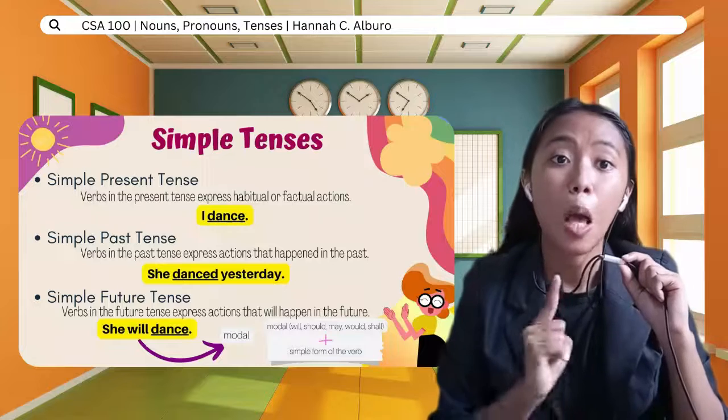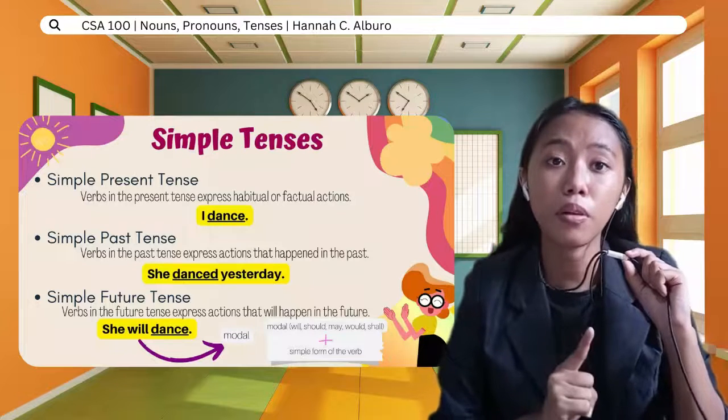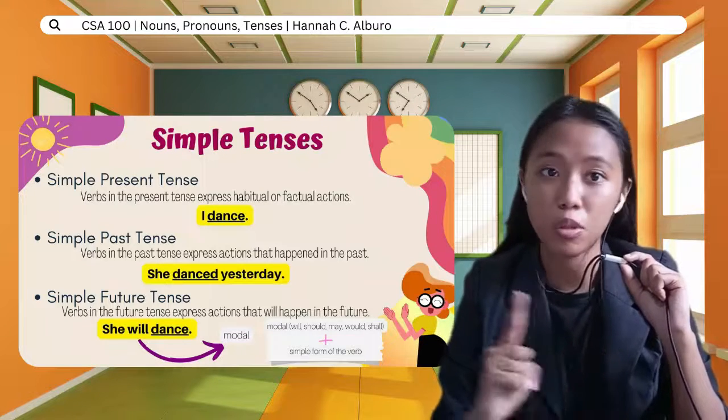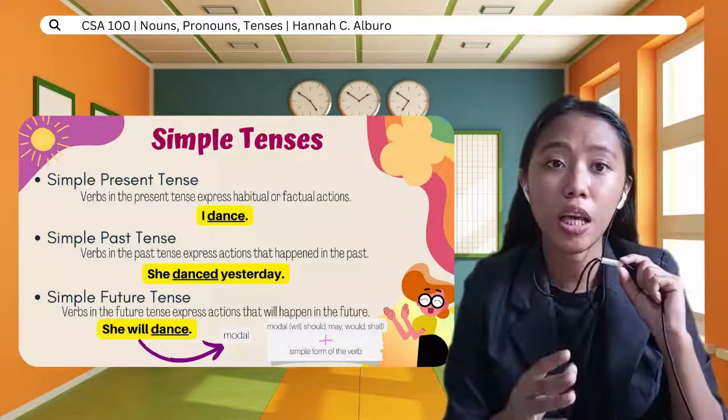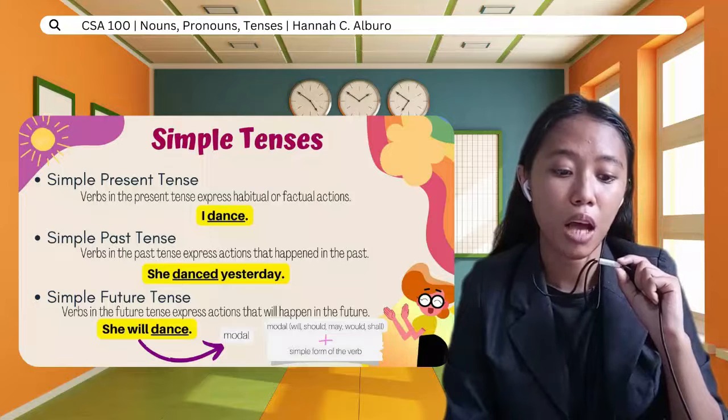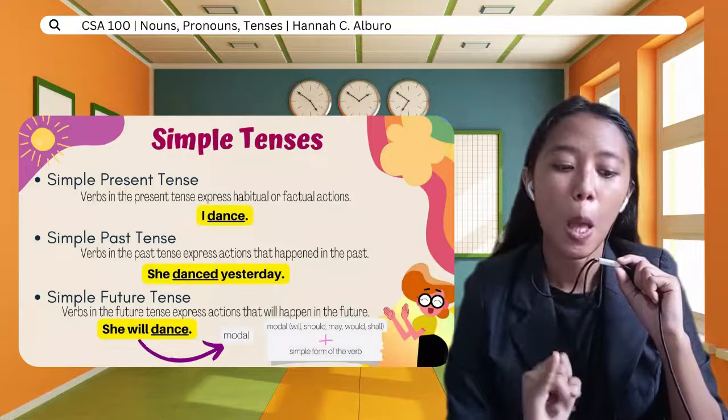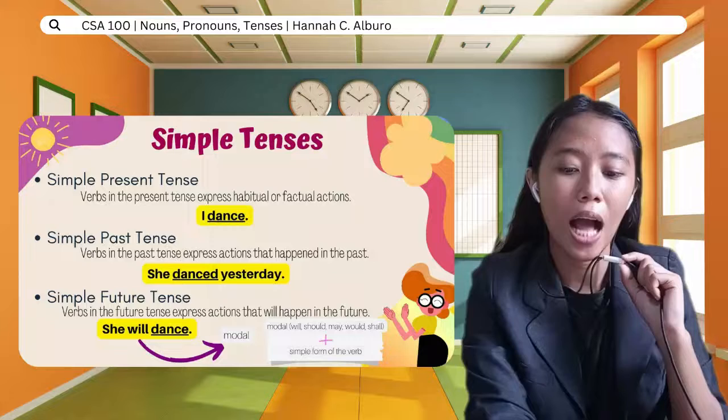Subject plus modal plus the simple form of the verb. She will dance. Okay. There are actually other types of modal. Aside from will, we also have should, may, would, and shall.